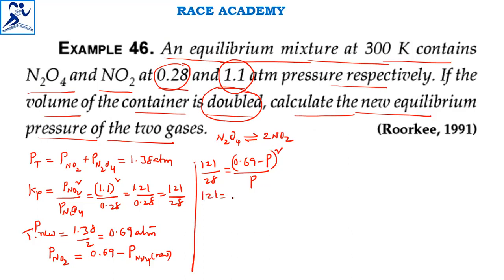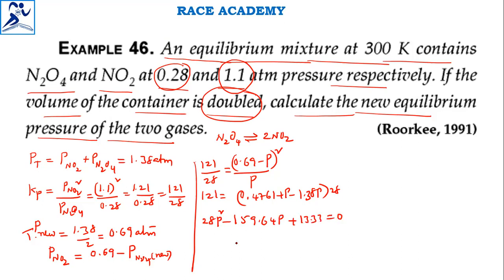0.69 whole square, that is 0.4761, and P square minus 2AB. For 2AB the formula is 1.38 P, which will be multiplied with 28. Once you arrange it properly, it will become 28 P square minus 159.64 P plus 13.33 is equal to 0, a quadratic equation.